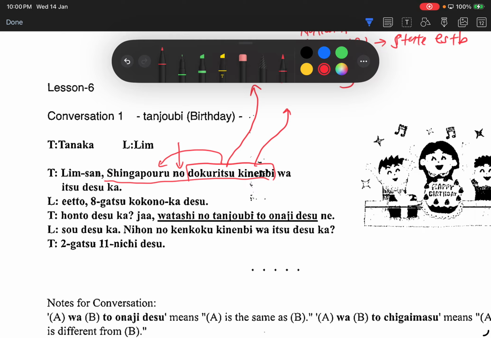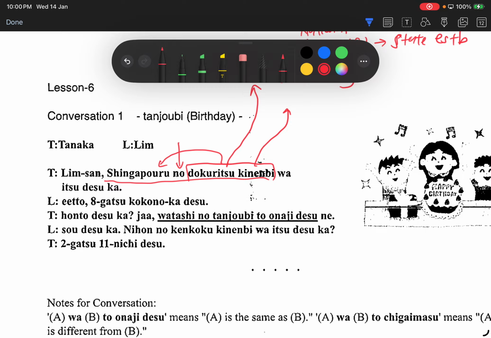Then he says, じゃあ私の誕生日と同じですね. So 私の誕生日 is my birthday, birthday related to me. So this と here does not mean 'and'. This と simply means accompaniment, like 'with'. You will learn these particles very soon. In English we say 'with'. 同じ means same. So same with my birthday.